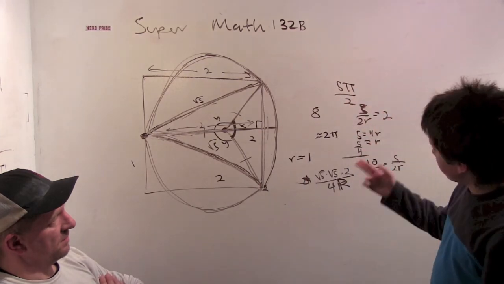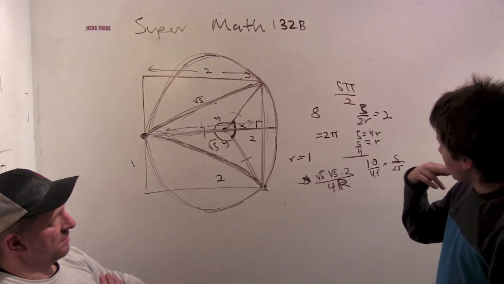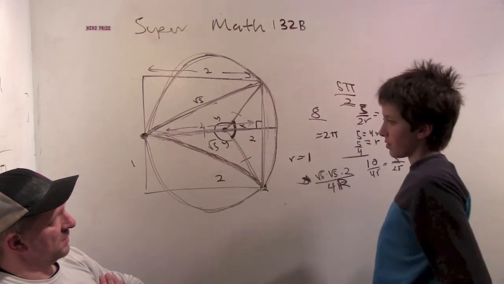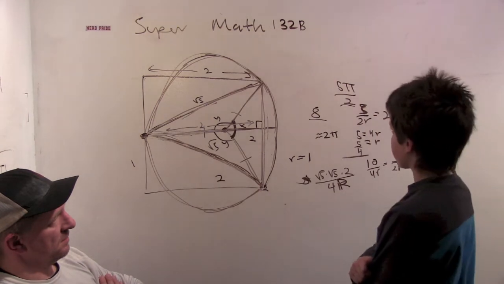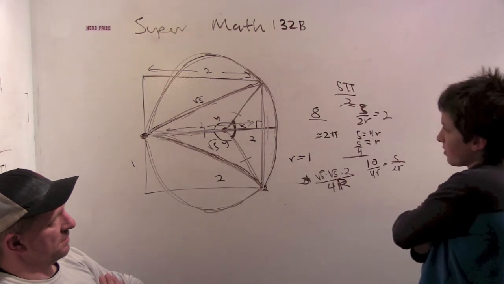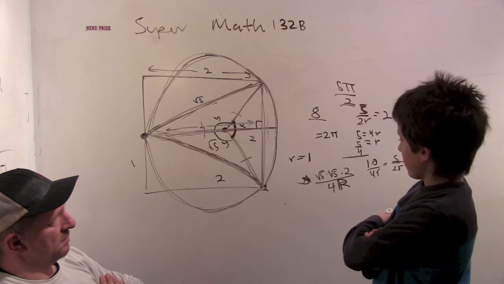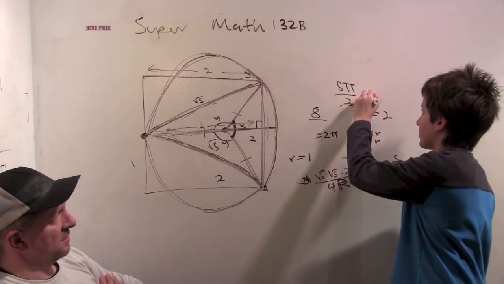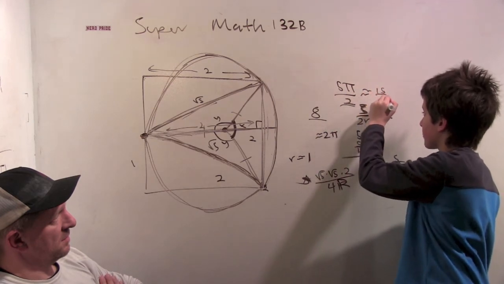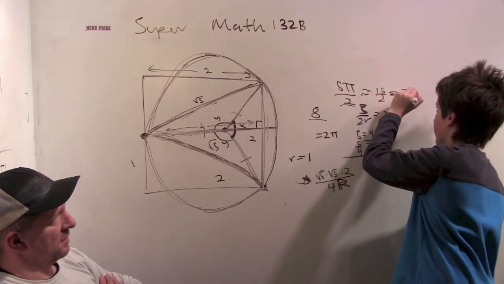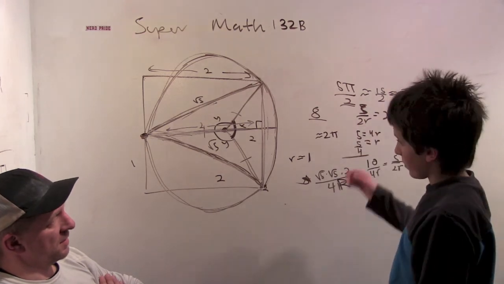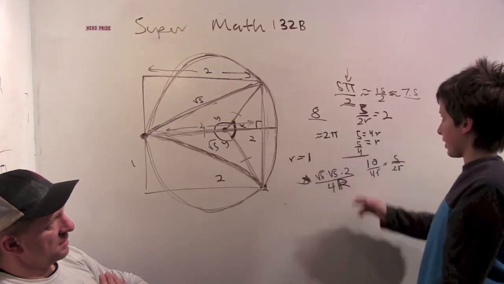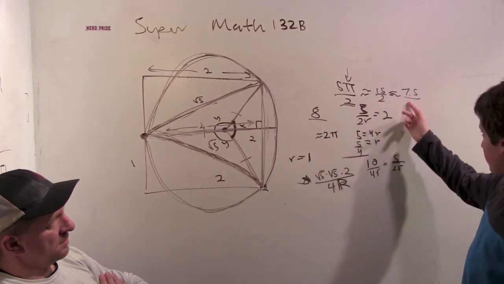So 5 pi over 2 and 8. How are we going to decide which is bigger? Good question. 5 pi over 2 is close to 15 halves, around 7.5. How'd you figure that out? Well, if I put pi as 3, then it gets 15 over 2, which is 7.5.